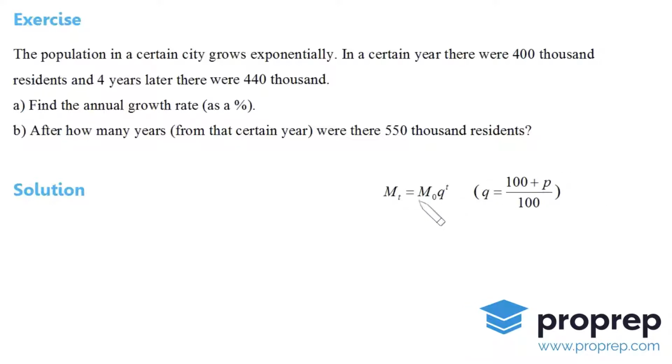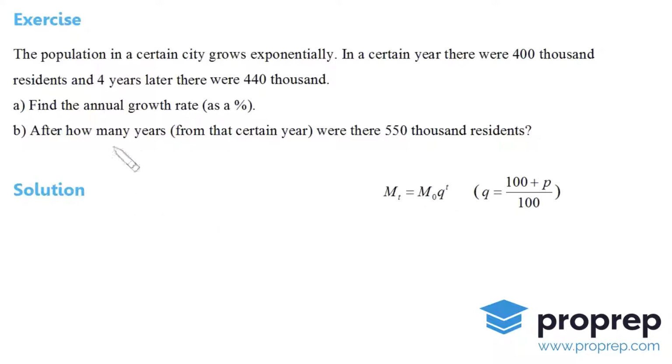This formula relates the number of people. Use M generally for an amount. You could use P for population, but I've used the letter M. M naught is the initial amount at time 0, and M_T is the amount after T years. Everything is in years. Okay, so let's get started.